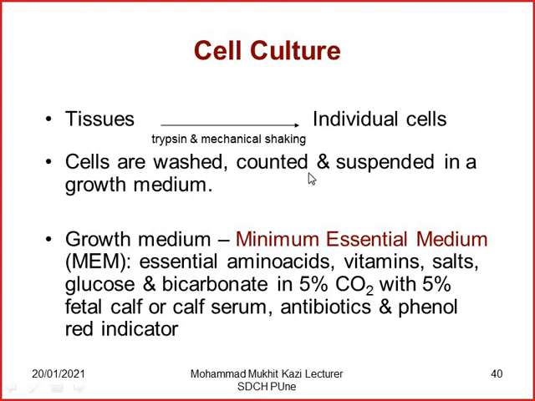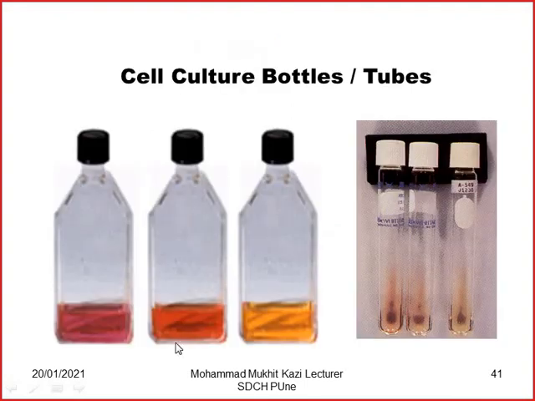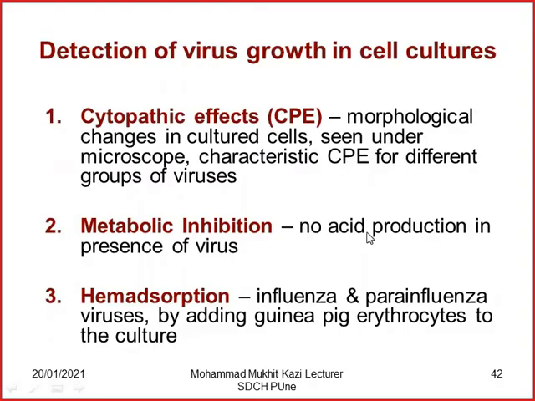Cells are washed, counted and suspended in a growth medium. And what is the growth medium used for cell propagation? Minimum essential medium, we call it MEM. It consists of essential amino acids, vitamins, salts, glucose, bicarbonate, etc., which are responsible for propagation of the cells. These are the flat bottom flasks which are used for cell culture. You can use tubes also.